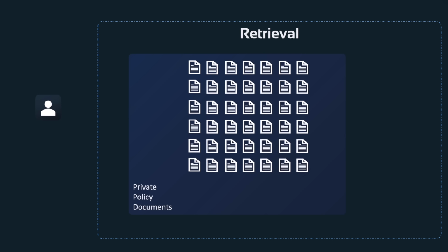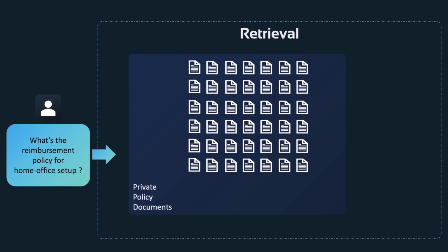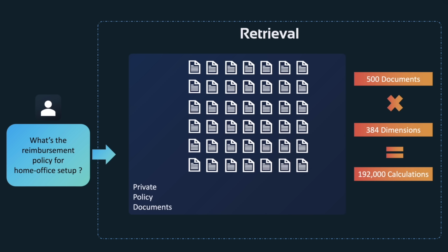When a user asks, what's the reimbursement policy for home office setup, our system needs to search through all of these documents to find the most relevant ones. Now, if we were to do this the naive way, comparing the query embedding with every single stored embedding, we'd have a big problem. Because with 500 documents, each with 384 dimensions, that's 192,000 calculations for every single query. This is like searching through a phone book page by page. It works for a small phone book, but imagine trying to find a specific number in a phone book with millions of entries. You'd be there all day.